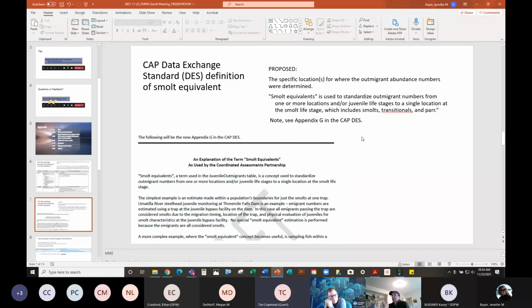I think it's probably good with this that when you're defining the smolt equivalent, you're covering a series of categories. It could just be smolts, period, or it could be the other life stages.